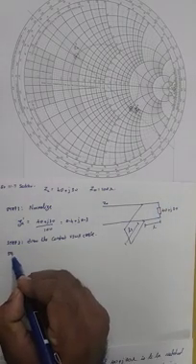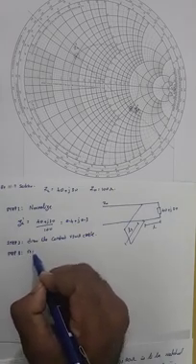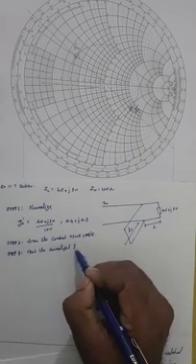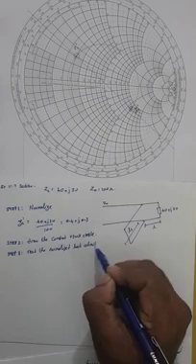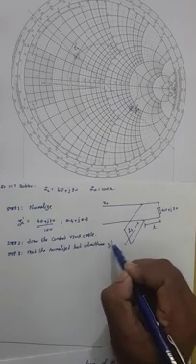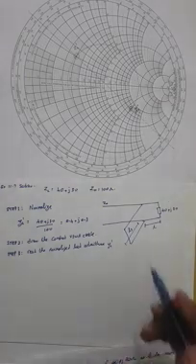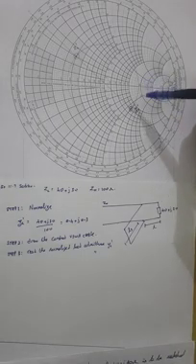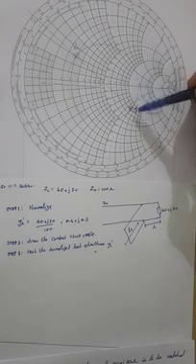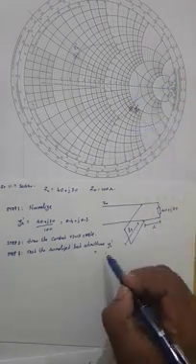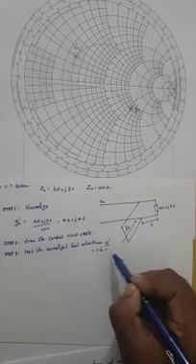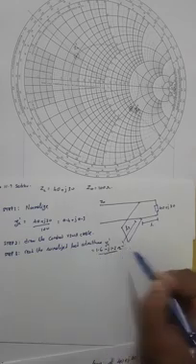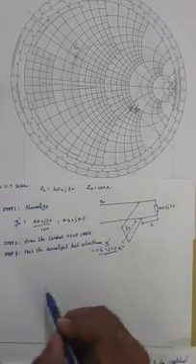Step 3 is to read the normalized load admittance, which we have done here, and this happens to be at the point, on the real axis, that turns out to be 1.6 touching 1.2. So 1.6 minus j1.2 Siemens.